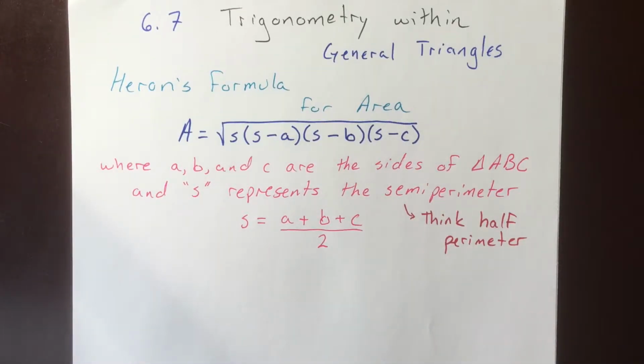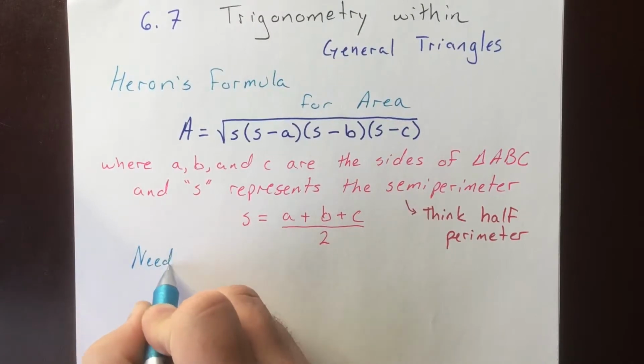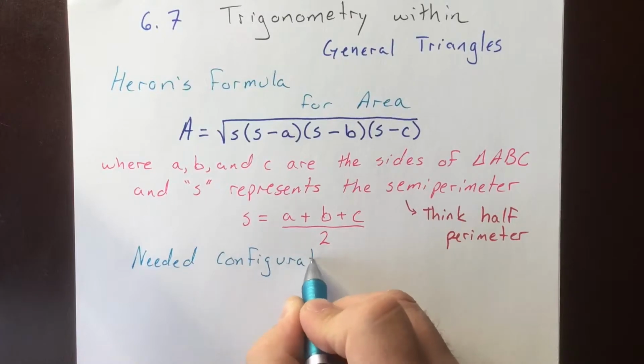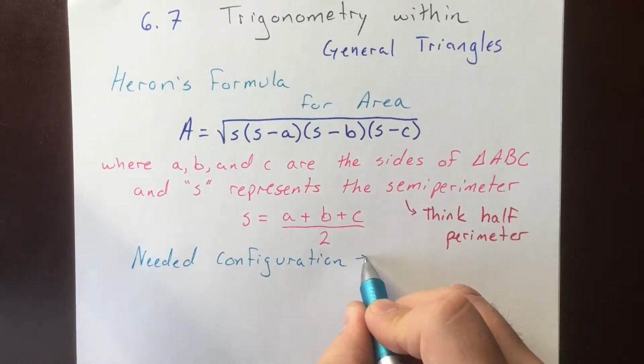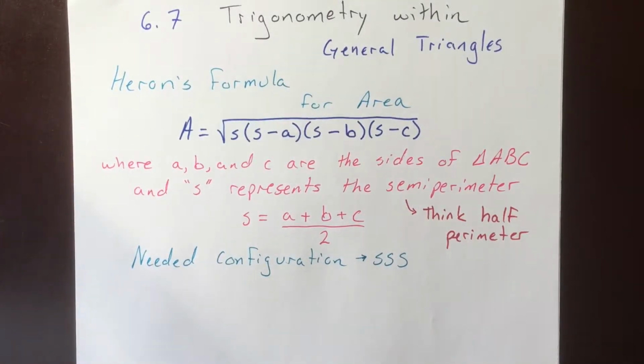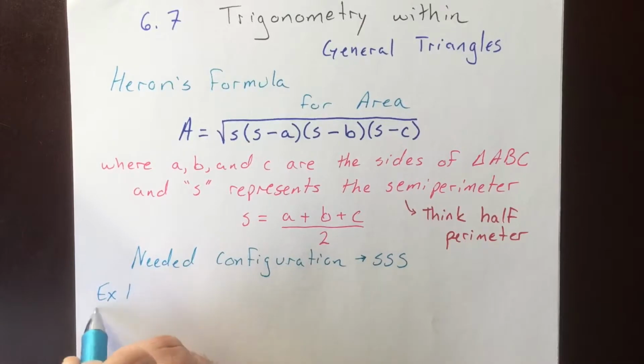So you are possibly thinking, what kind of triangles can I use this with? Well, we would say the needed configuration is side, side, side. Okay, which is really interesting because everything up to this point, we've either needed to have a right triangle or we've needed to have an angle measured. Here, you just need side lengths, which is very intriguing. So let's take an example to begin with.